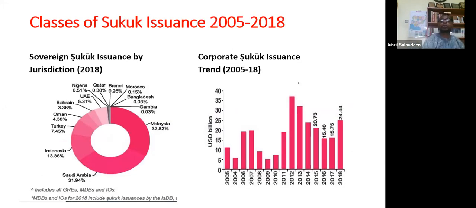Okay, so these are classes of sukuk issuance between 2005 and 2018. So you have sovereign sukuk issuance by jurisdiction. Saudi Arabia 31.94%, Malaysia 32.82%, Gambia 0.03%, Bangladesh 0.03%, Morocco 0.15%, Brunei 0.26%, Qatar 0.38%, Nigeria 0.51%, UAE 5.31%, Bahrain 3.36%, Oman 4.38%, Turkey 7.4%, Indonesia 13.3%. So this is how we're fed between 2005 and 2018, countries that have issued sukuk around the world.